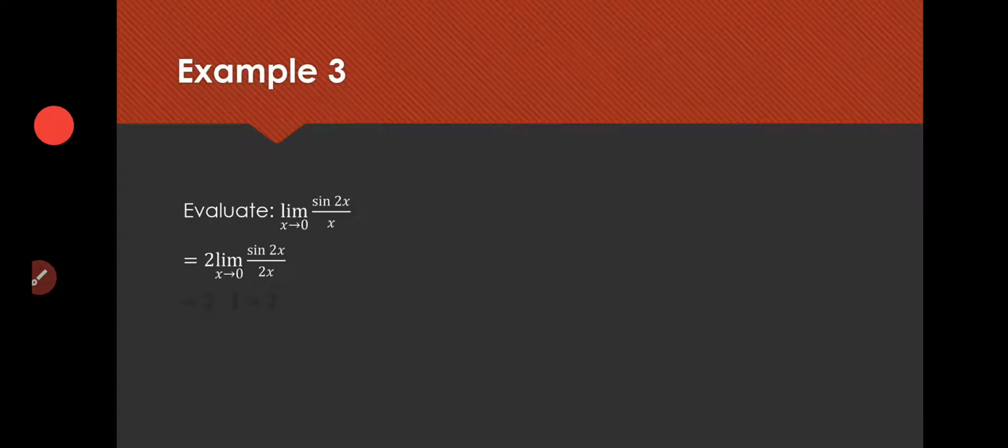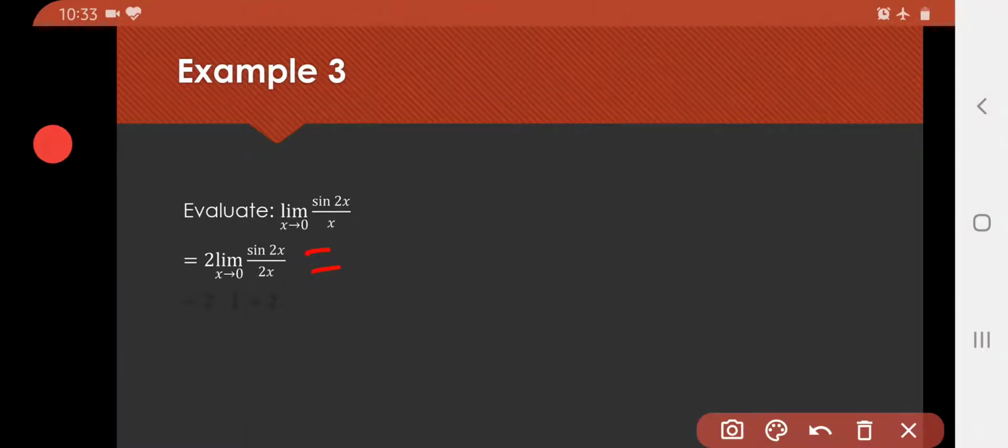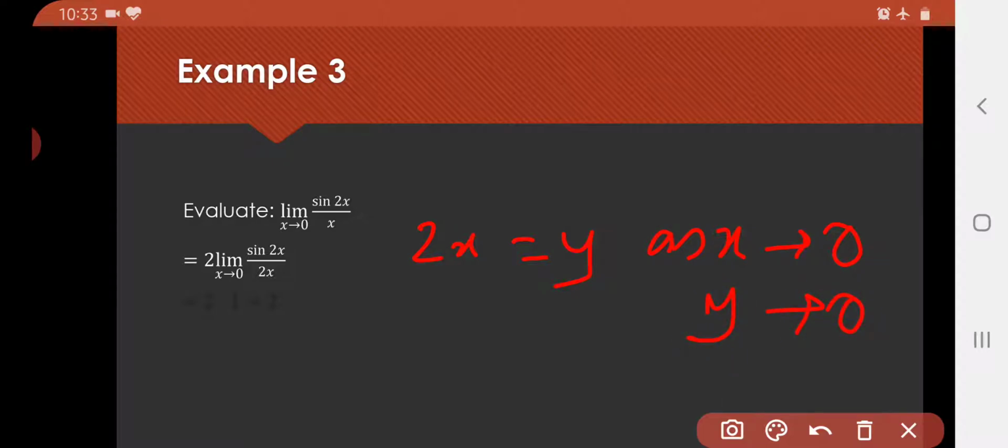After multiplying, this is what I get. 2 is a constant, it stays outside the limit. Now limit x tends to 0 sin 2x by 2x can be written as 1, but there is one step inside which I have not written, that is, from here you should consider 2x as y. So as x tends to 0, y also tends to 0. So our limit changes into 2 limit y tends to 0 sin y by y.